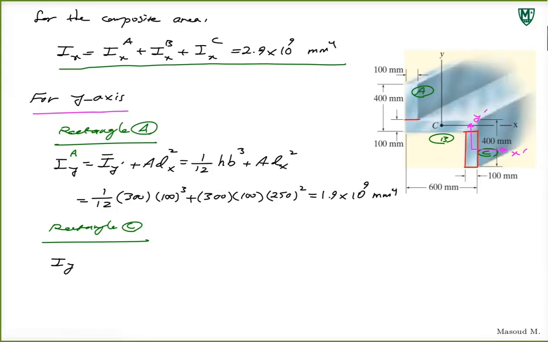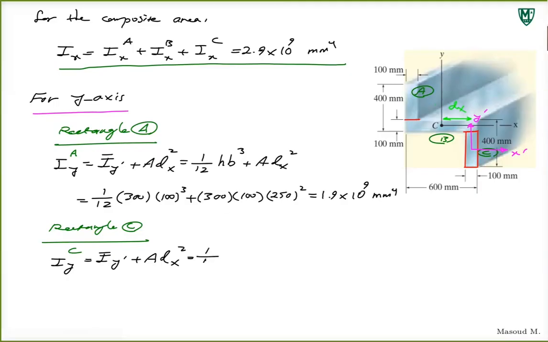Iy for rectangle C is equal to I bar y prime plus A dx squared. Let's see where dx is. dx is the distance between y and y bar. So here is your dx. This is your dx. It's a perpendicular distance.